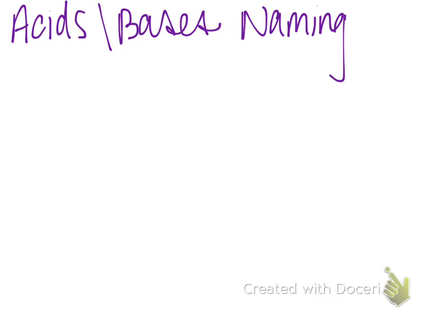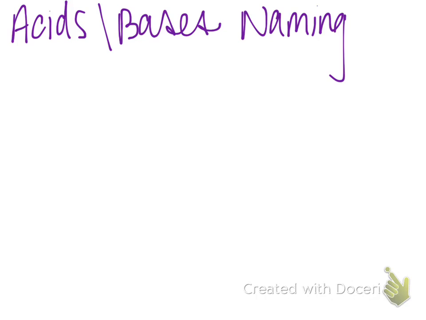Okay, we're doing naming of acids and bases. So we're going to talk very, very generally about what an acid is and what a base is. We don't dive too deeply into acids and bases in this class. You'll get into them much deeper in college chemistry, but we'll talk about just a basic introduction of what an acid is and what a base is. Okay, and then more specifically how we name them.